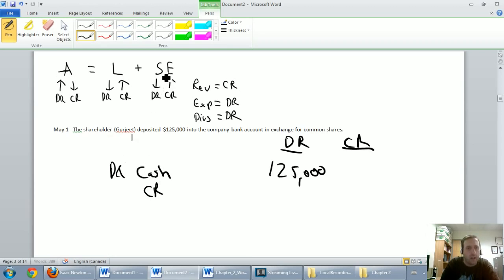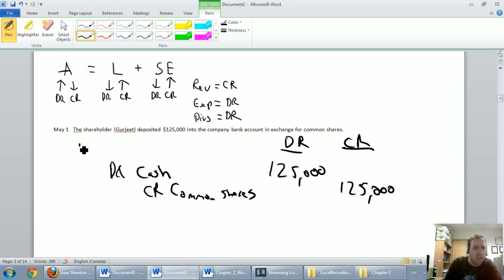We're never going to credit shareholders' equity. Like, we'll never credit SE down here. We've got to credit the specific account. And in this case, she got common shares issued to her. We're going to credit common shares. There aren't too many shareholders' equity accounts to really be worried about, and common shares is one of the few. So we credit common shares for 125 grand, and we're feeling pretty good.